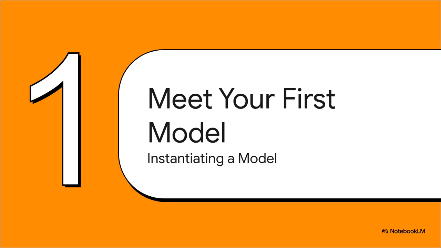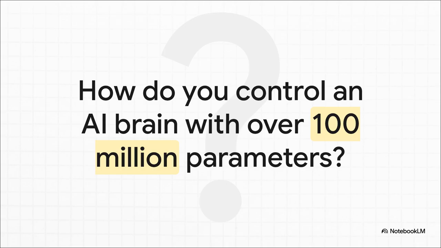Okay, first things first. Before we can do any of the cool stuff, you've got to actually get a model. Simple enough, right? But that immediately leads to a pretty big question. And this is where a lot of people get stuck. I mean, we're talking about models with hundreds of millions, sometimes billions of tiny little knobs or parameters that have been trained. It feels like you've been handed the keys to a spaceship with no instruction manual. So where do you even start?